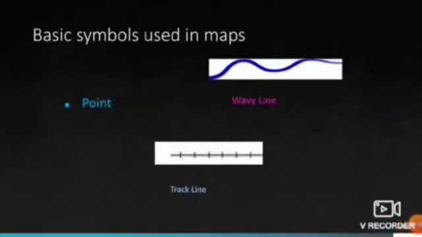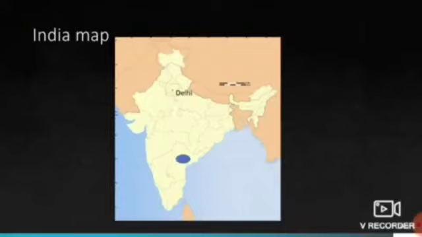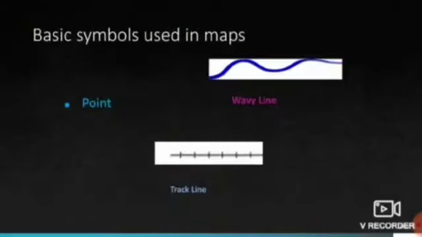First, we have to learn the symbols present in maps. Which symbol represents what? Point, line, area are the basic symbols to show any physical object. If we want to show Delhi in the India map, we will mark a point like this and label it as Delhi. To show a river, we draw a wavy line like this, as you can see in the picture.